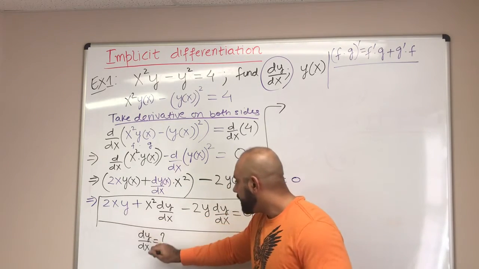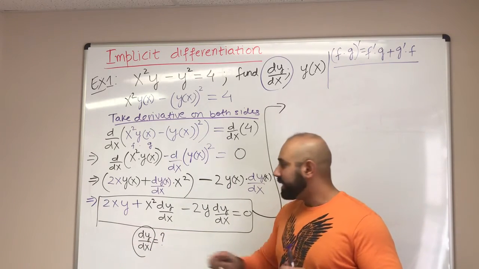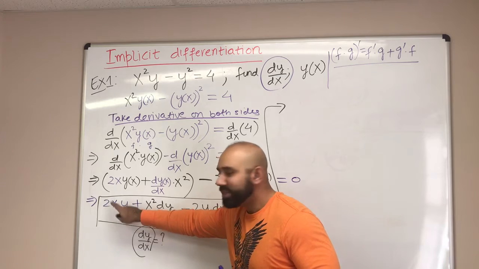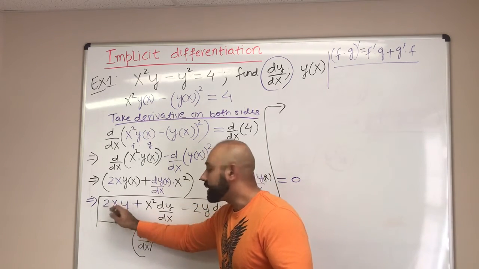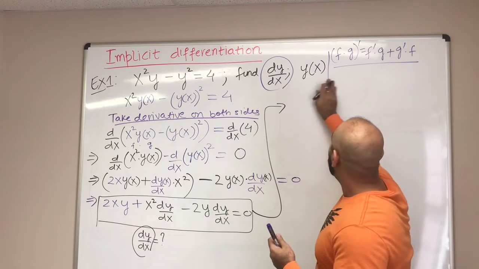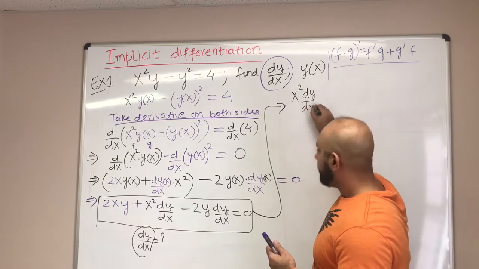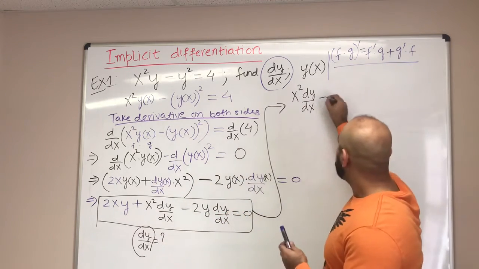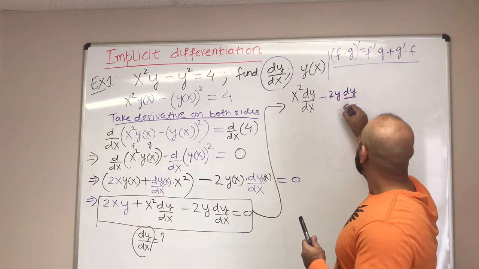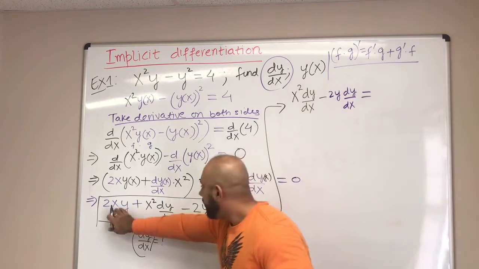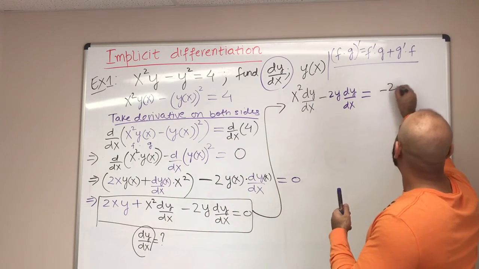Since I want to solve for dy over dx, my goal is to isolate dy over dx to get it by itself. I don't like this term on the left hand side. First, I'm going to bring that term to the right hand side. So I will subtract 2xy from both sides. If I do that, this is what I'm going to be left with: x squared dy over dx, I'm just rewriting this, and minus 2y dy over dx. And when I bring this to the other side, it is going to become negative 2xy, okay? Negative 2xy.